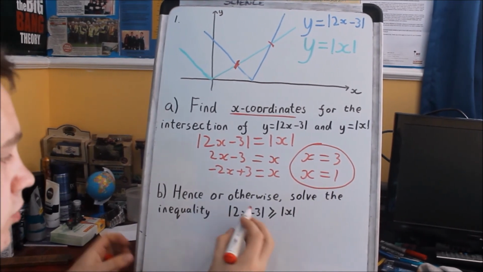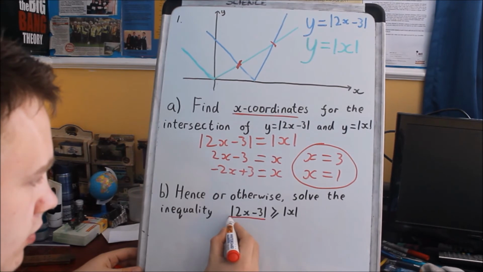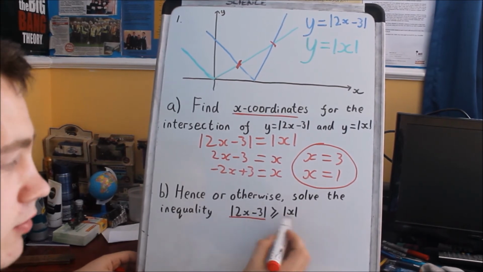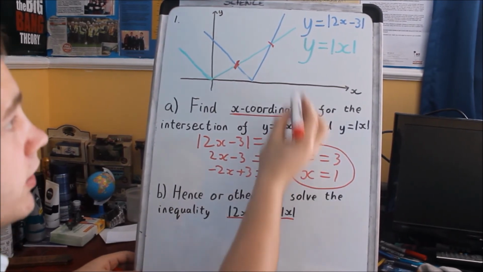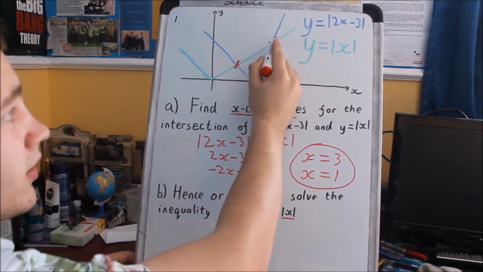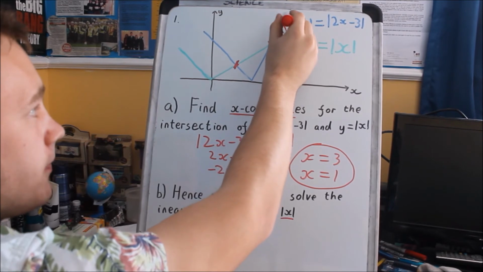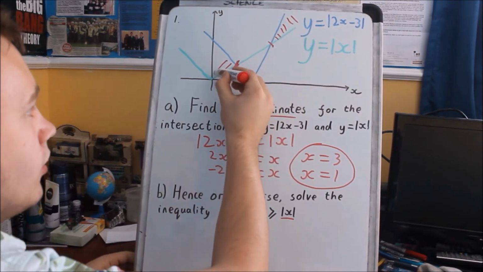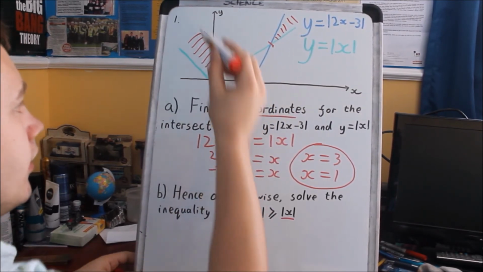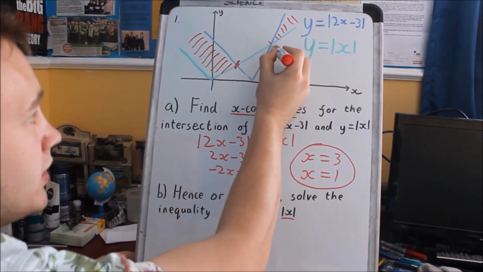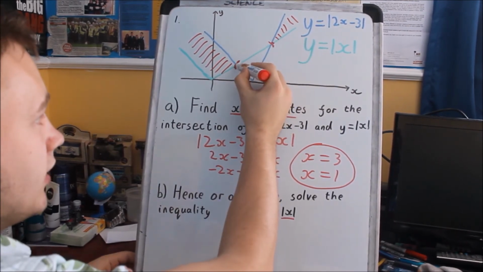So what it means is, when is this graph, the mod of 2x minus 3, when is that greater than the x graph? Well, the blue one is the one that's 2x minus 3, and the green one is only the mod x, so it's greater than all of this area, and then it's greater than all of this area. And it's greater than or equal to, so it is including the point of intersections here.